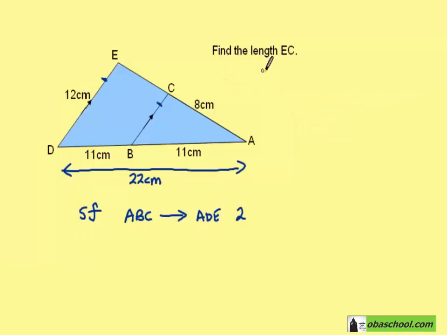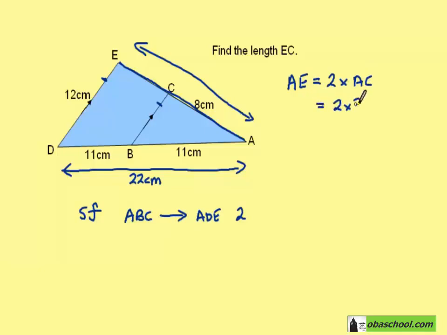We now want to find the length EC. As a first step, we can find the length EA. We know that this will correspond to the length AC. We've already discussed this. EA is in the large triangle, so its length is going to be 2 times the length of AC, which is 2 times 8, which is 16 centimeters. So the whole of AE is 16 centimeters.